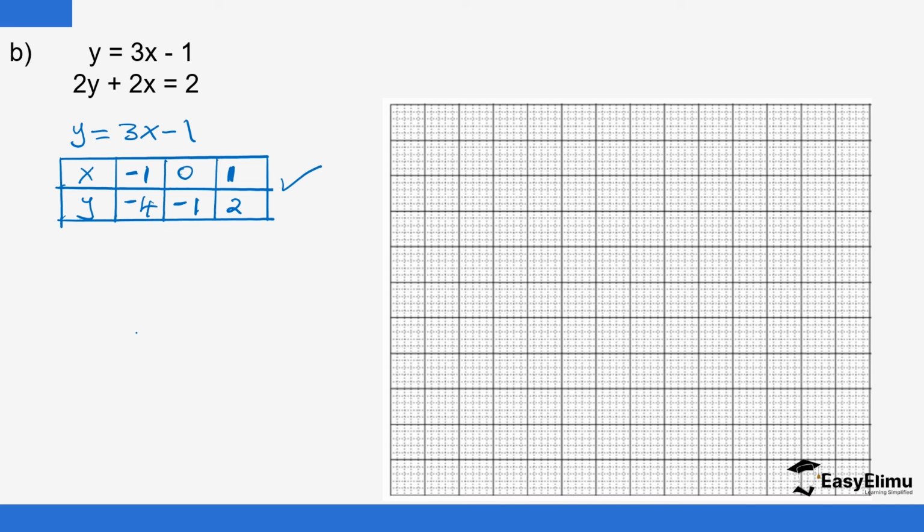So now this one is 2y. So I can divide all through by 2 to have y plus x equals 1. Then x can move to the other side. So y equals 1 minus x. Then you can go ahead and draw the table.